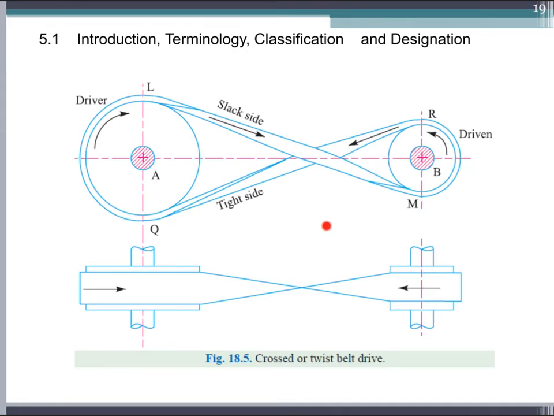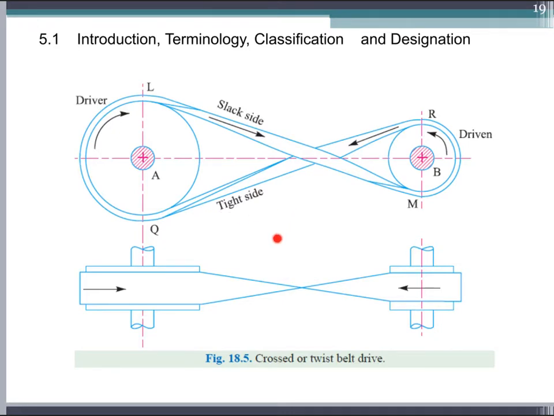And then this is the cross or twist belt drive system. This is the driver, which rotates clockwise, and this is the driven pulley, which rotates counterclockwise, so the belt crosses. This is the reason why we call it a cross or twist belt drive system. For this type of configuration, we still need to identify which side is the tight side and which side is the slack side. In order to do that, we first need to identify which one is the driver pulley.